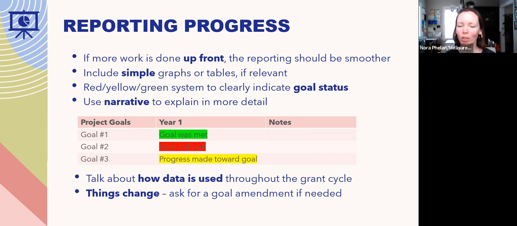It is worth trying to ask for a goal amendment if it's needed, especially if it's a multi-year contract, and at the end of year one, it's clear that one of the goals, even though it was very well designed and well measured, is just not happening. Obviously, COVID, something changed, and don't be afraid to approach funders. Again, no guarantee.